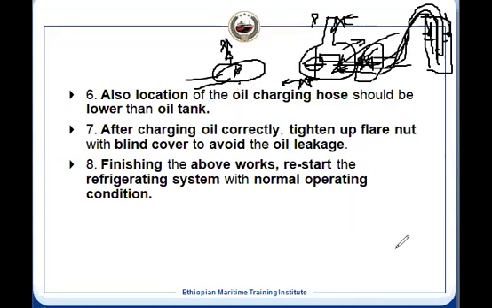Is there any question till now? What I have taught you? Yes, Chief, I have one question. Yeah, tell me. During pumping down a refrigerant, normally the compressor will stop early, because we need to pump the refrigerant until the pressure comes to zero.